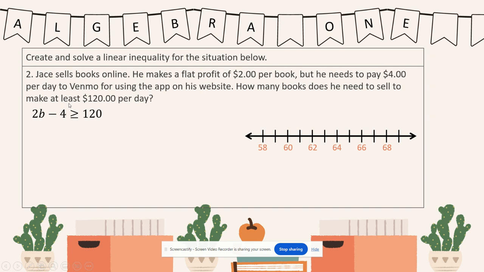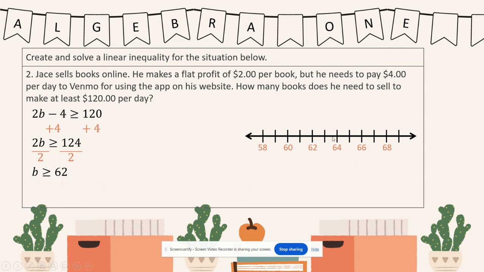Now this just becomes as simple as solving. We add 4 to both sides: 2B is greater than or equal to 124. We divide both sides by 2: B is greater than or equal to 62. So he needs to sell at least 62 books per day to make at least $120. 62 or more books will get him 120 plus. This was just a 2-step solve process: we added and then we divided. The hardest part was probably setting it up.